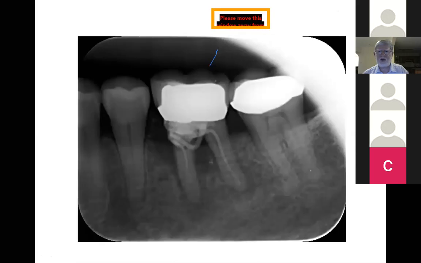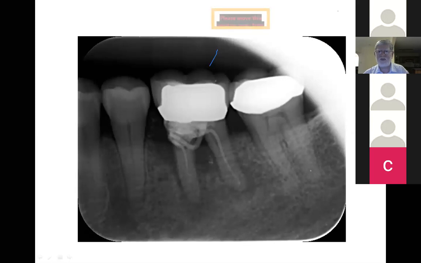And this one here now, is there any hope for this tooth? Yeah. Someone says, wow. And I reckon somebody says, wow, wow.